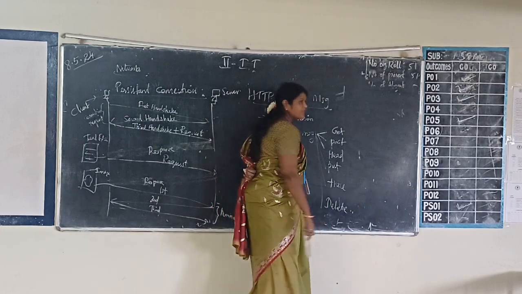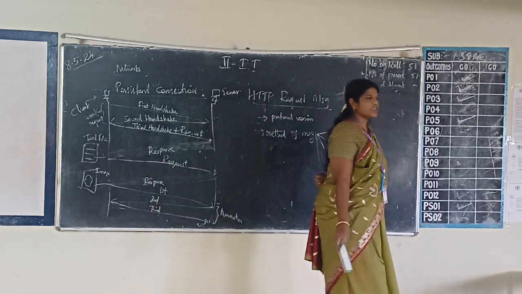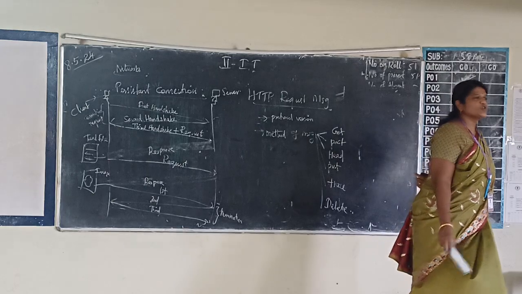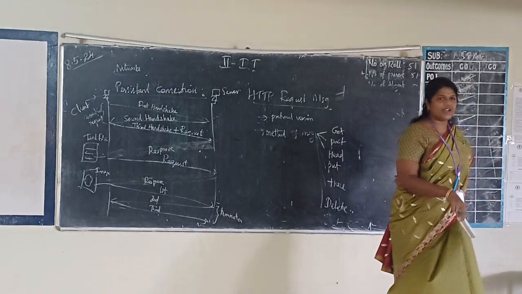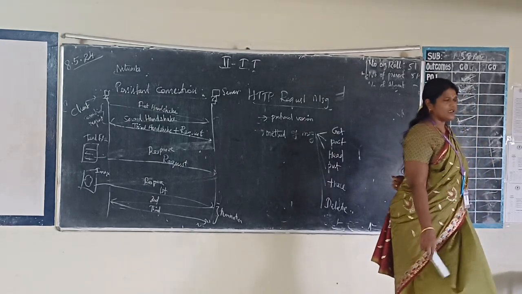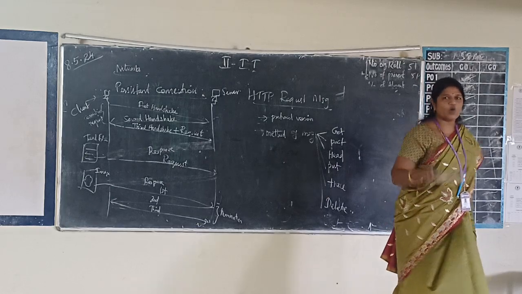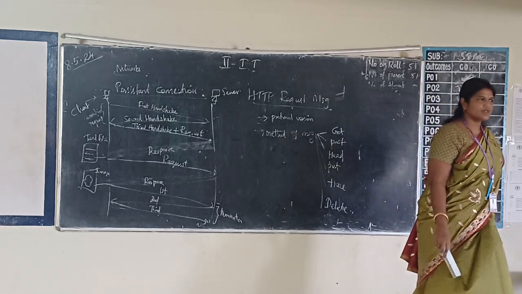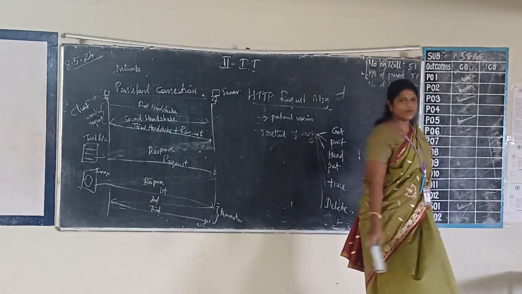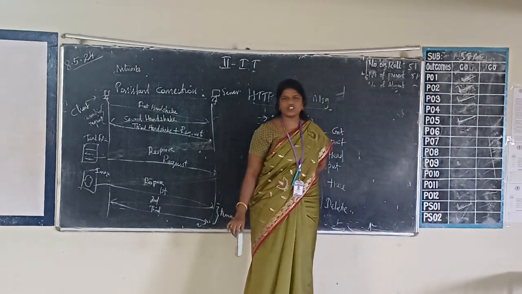Okay, then delete. Delete means the request message mentions the method as delete, so the end client has the ability to delete the web document which is stored at the server. So for that I can use the delete method. Okay, so this is about the HTTP protocol.